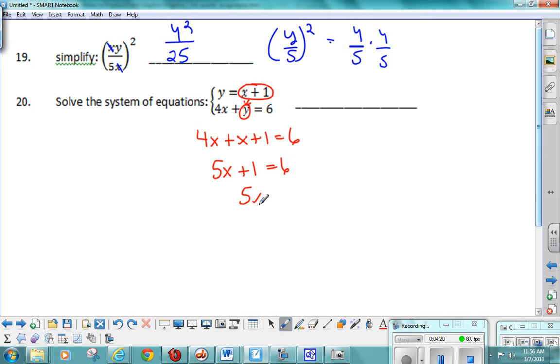Subtract 1 on each side. 6 minus 1 is 5. Divide each side by 5. 5 divided by 5 is 1. So now I know the x value is 1.